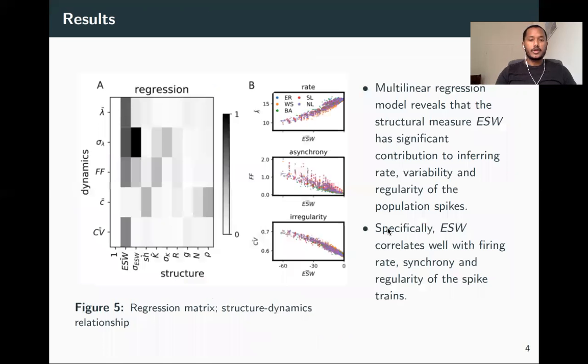Apart from SW, we used multilinear regression to see which structural feature out of the selected 9 features stands out as the best descriptor to infer dynamics. For that, we still see that SW is the best descriptor to infer a couple of dynamical features. Also, the pairwise relationships are depicted here in the 3 figures. We see a nice linear kind of relationship for rate, synchrony, and regularity measures with that of effective synaptic weight.